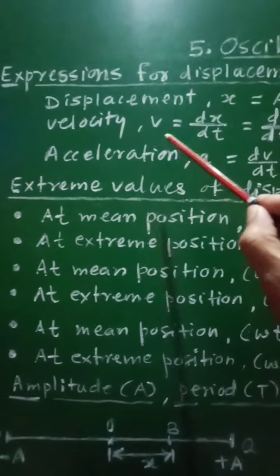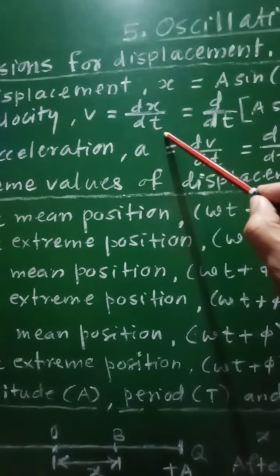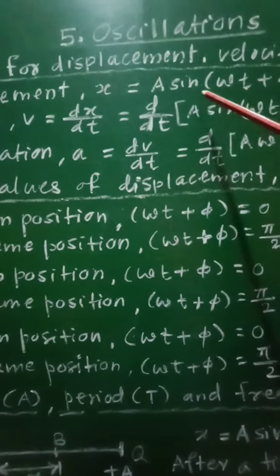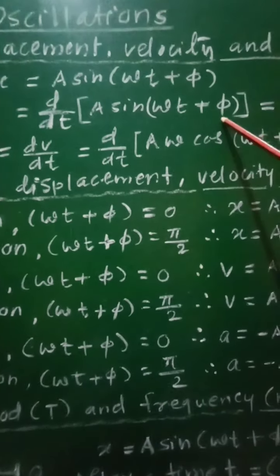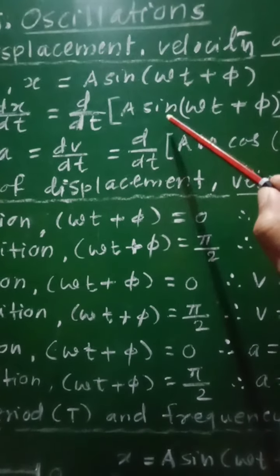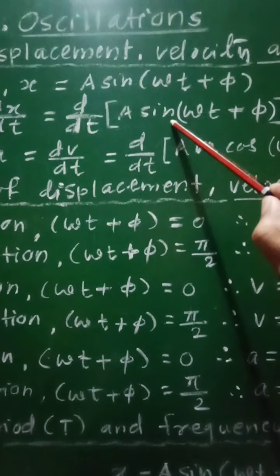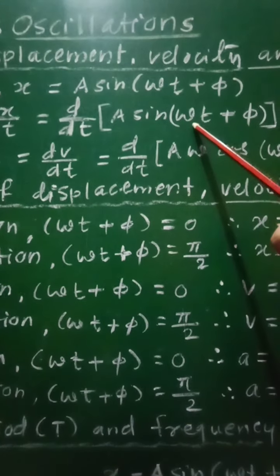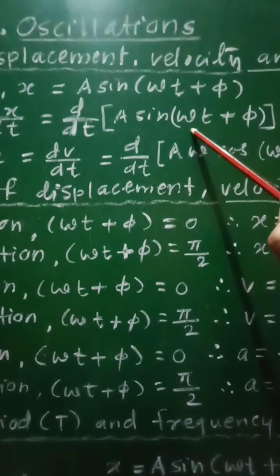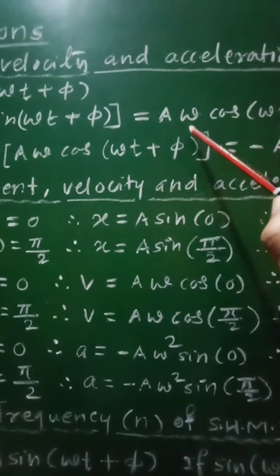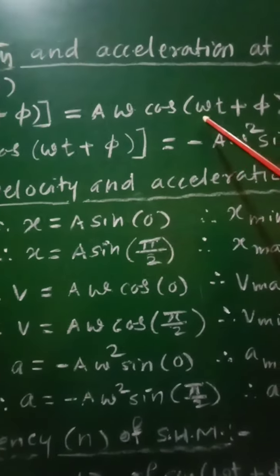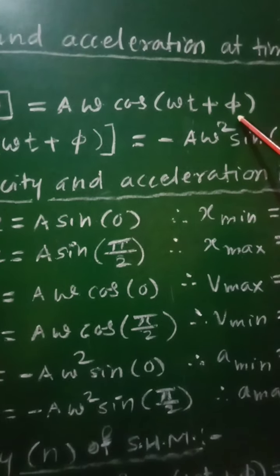The velocity v is equal to dx by dt, that is equal to d by dt of this x, that is a sin(omega t plus phi). Derivative of sine is cos and this omega is constant, and therefore according to rules of derivatives we will get velocity v equal to a omega into cos(omega t plus phi).